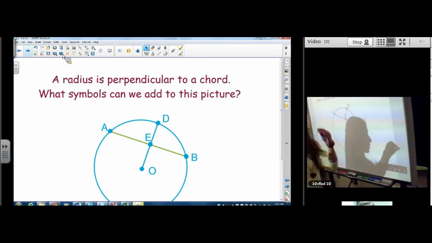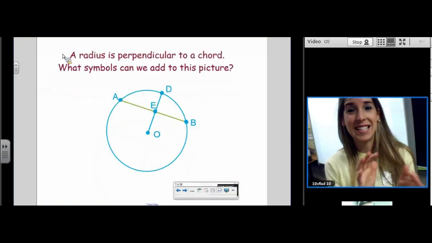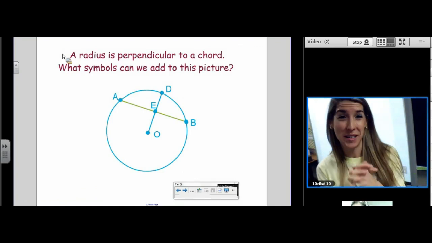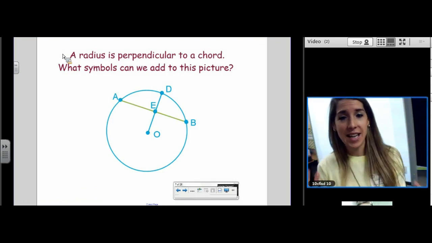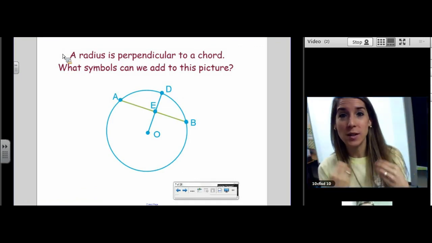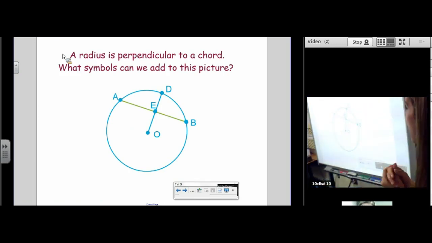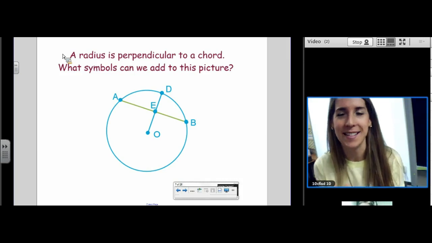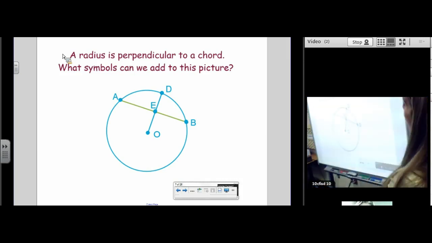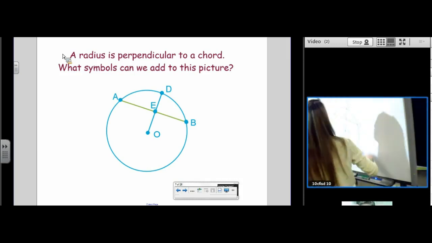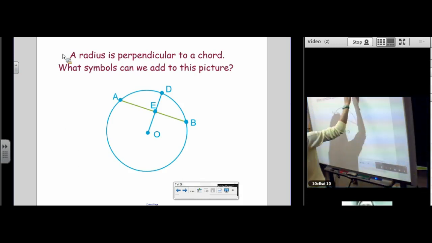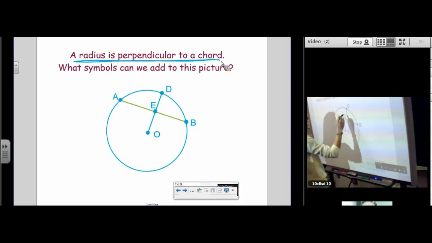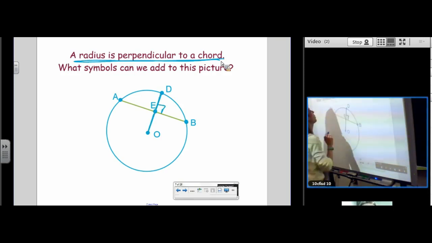Okay. So a lot of these theorems, you're going to be like, that's common sense. But we're going to go ahead and say these theorems because we're going to be using them later throughout this unit, okay? So it might be common sense, but some people worked really hard to come up with these, okay? So I'm telling you that a radius is perpendicular to a chord. I am telling you that that is true. A radius is perpendicular to a chord.